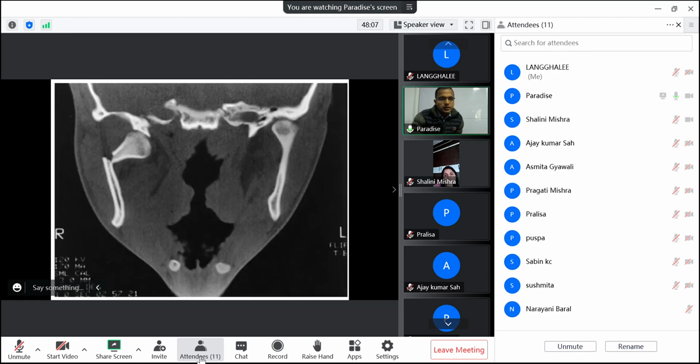This is the coronal section of a CT scan of a condylar fracture. What is the significant finding in this case? Condyle fracture on the right side.